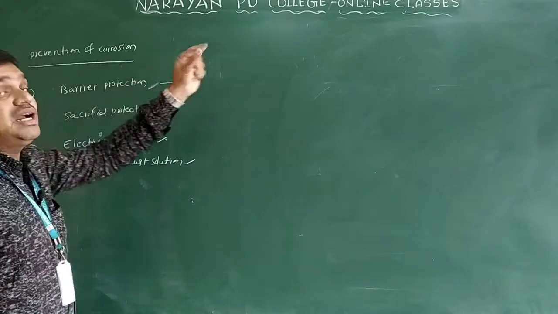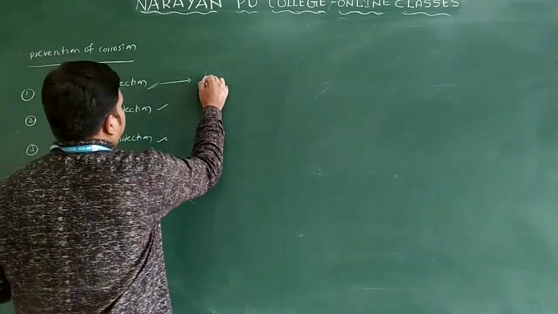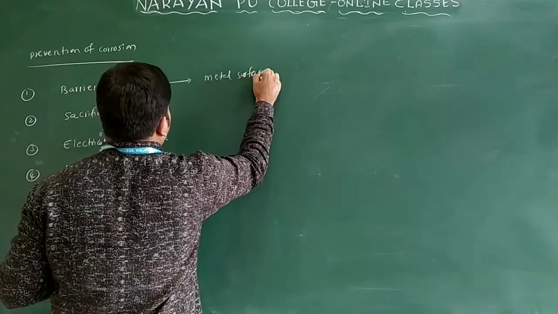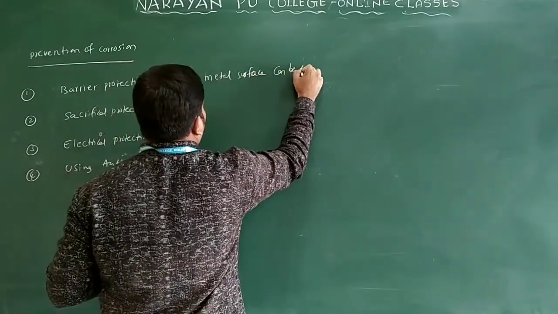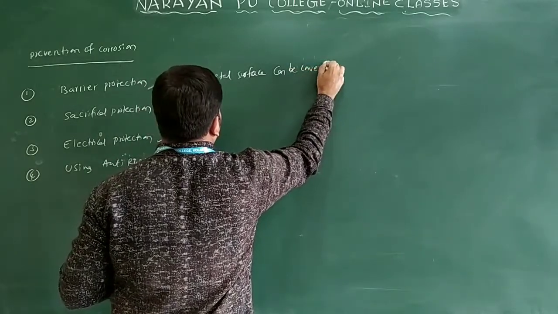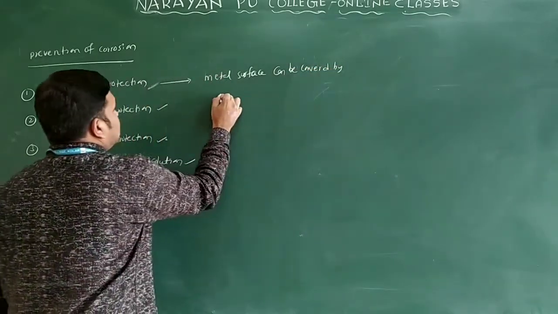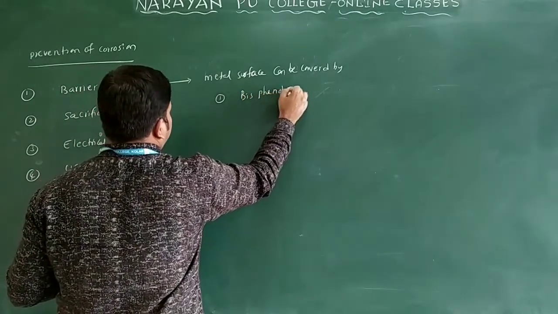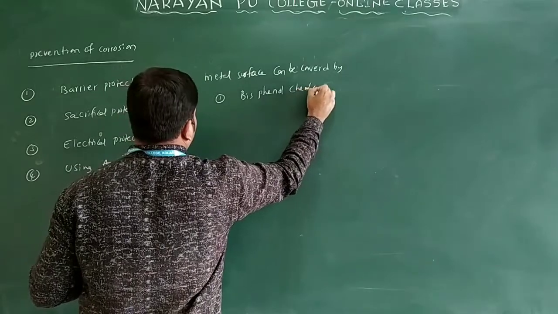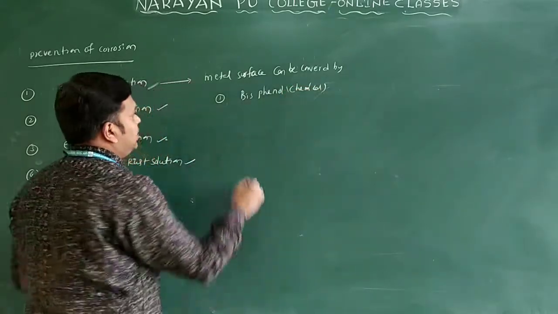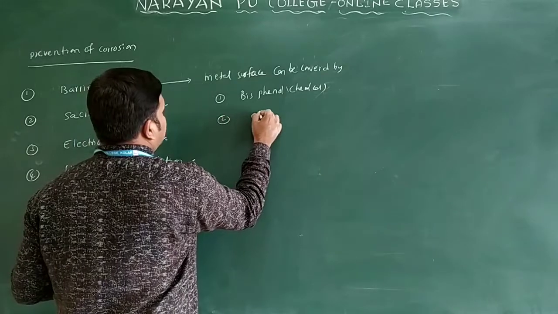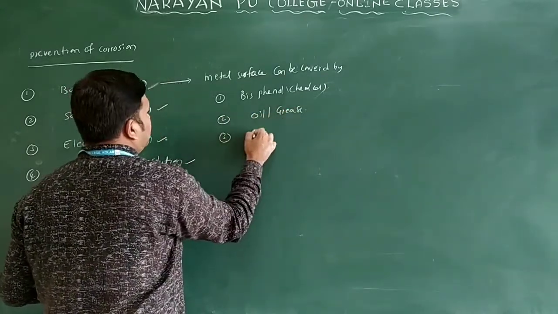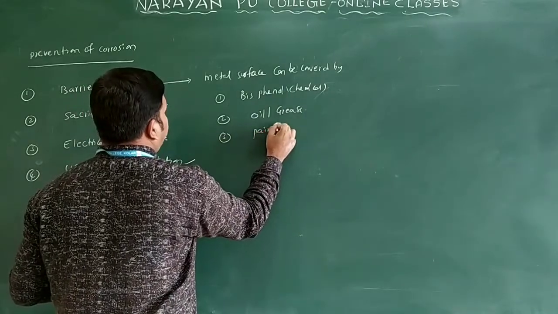The metal surface can be covered by using chemicals. We have to take here bisphenol. This is the chemical only. By applying this chemical on the surface of the metal. So one more here, by applying oil or grease. Oil or grease you can use, and moreover we can do painting on the metal.